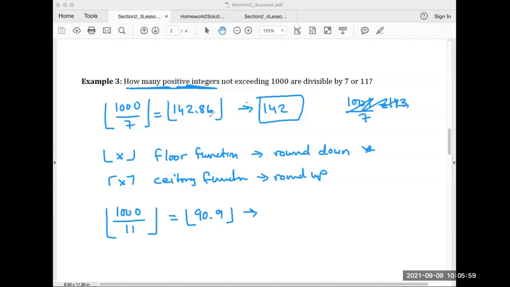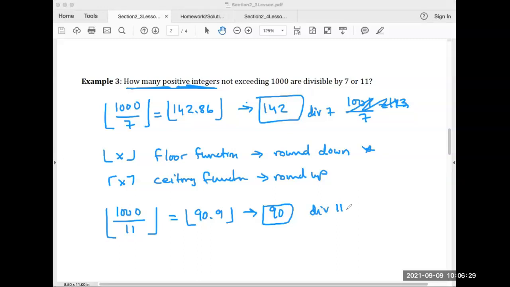So it doesn't matter if you're at 142.999. You don't have the last digits on the list. You only have 142 of them on the list that are divisible by 7. So this is a natural use of the floor function. This rounds down to 90, so 90 of them are divisible by 11. These are divisible by 7, and these are divisible by 11.